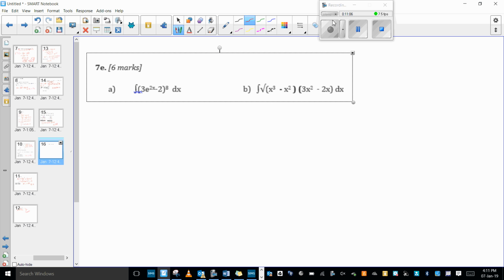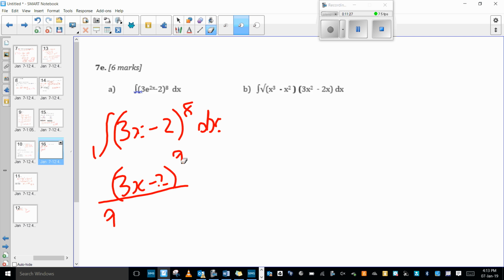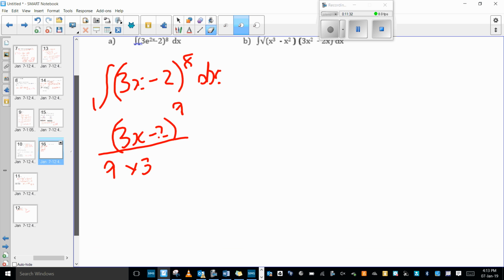Right. This final question, it changed. So the first one, we're going to be remembering that we treat it as though it's a normal expression. So it's 3x minus 2. We add 1 to the power, divide by its new power, and then we also have to divide by the derivative of what's inside, so that's 3. So that would be 3x minus 2 to the power 9, sorry, add 1, can't read my writing, over 27, plus c.